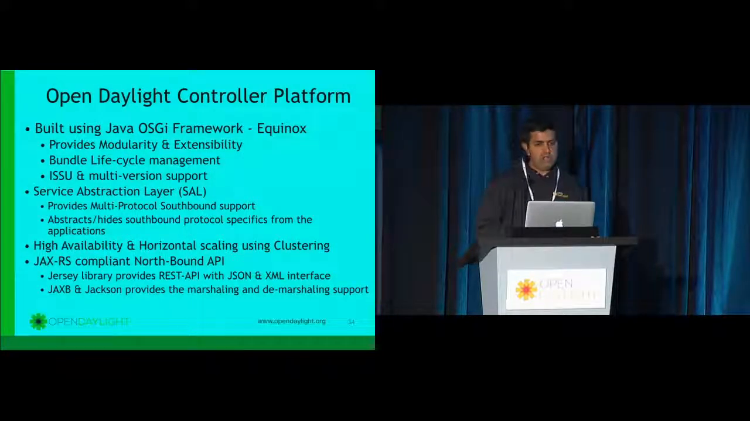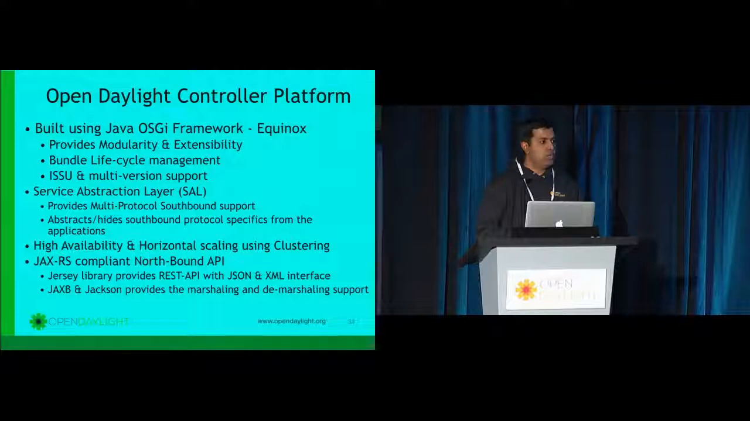OSGI provides modularity and extensibility, which is one of the most important requirements for any enterprise software, right? If you write a non-enterprise thing, it's more of a POC. We can do without OSGI. We can just write a raw Java application, write multiple jar files, just put them together and run it as a controller. But once you have requirements like modularity, extensibility, ISSU, and so on, you have to use OSGI. In AD-SAL you write raw APIs rather than a model.